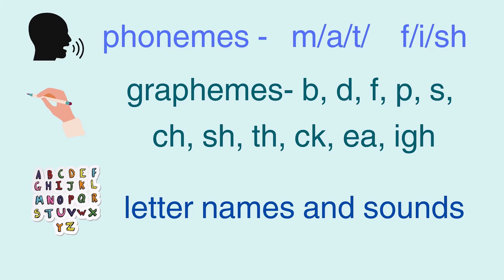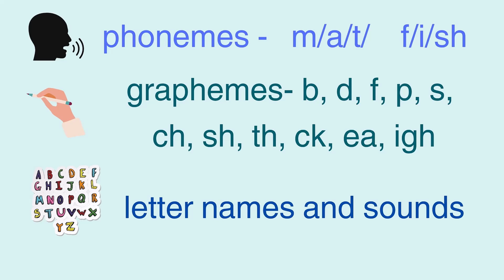Phonemes are the smallest unit of sound in spoken language. Most words have more than one phoneme. For example, the word mat has 3 phonemes: m, a, t. Fish also has 3 phonemes: f, i, sh, as sometimes a phoneme is represented by more than one letter, in this case, the sh sound.